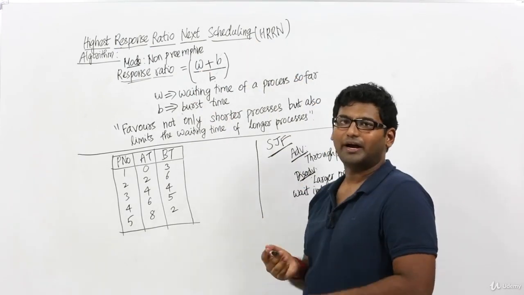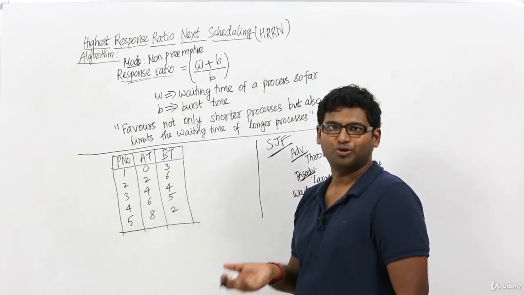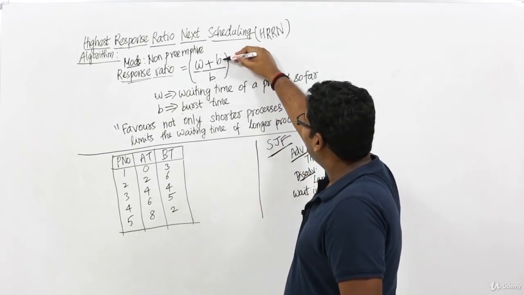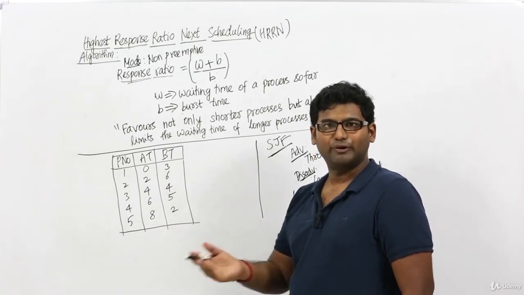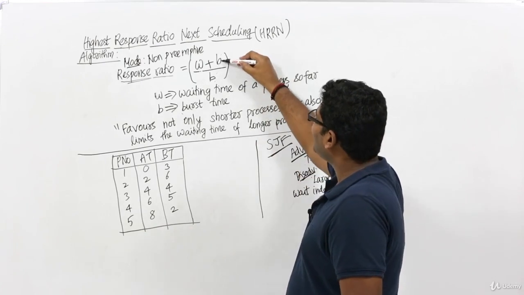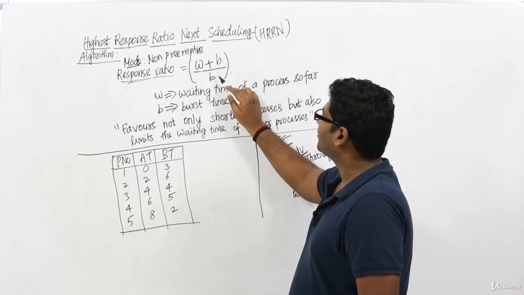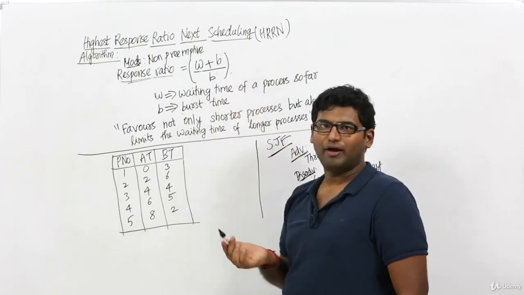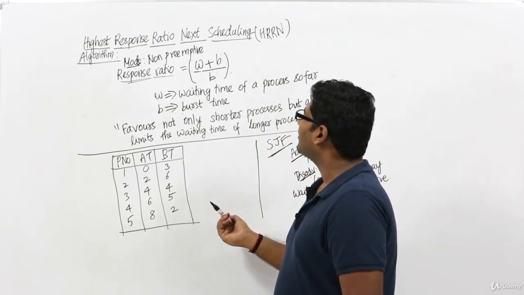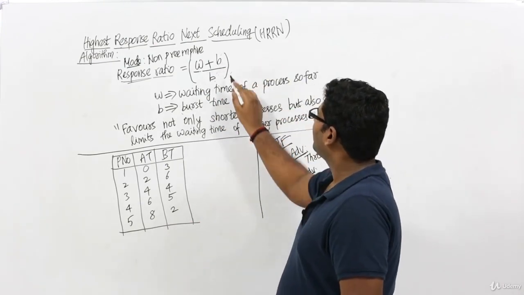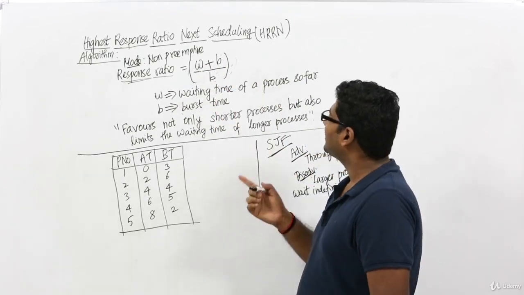See, in order to achieve better throughput, we need to pick the process with the least burst time, that's for sure. So B is nothing but the burst time your process needs to execute further. Now as B increases, the value of this fraction will decrease. You can substitute some numbers for W and B and check. You will find that as B increases, this ratio will decrease.